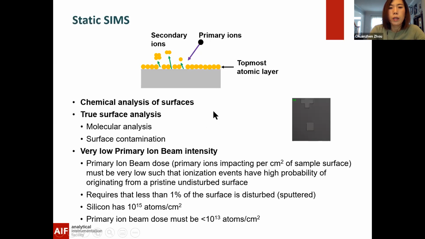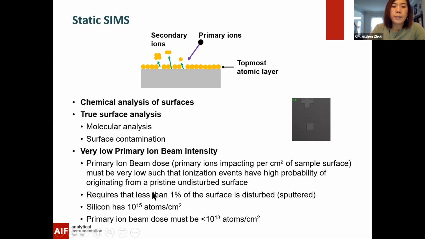When you are doing static SIMS, you maintain the primary ion dose very, very low, so that an ionization event has a very high probability of originating from a pristine and undisturbed surface. That means the primary ion beam hits the same spot during the analysis very rarely. That's why you can make sure the secondary ions come from a pristine and undisturbed surface. So that shows the molecular information.